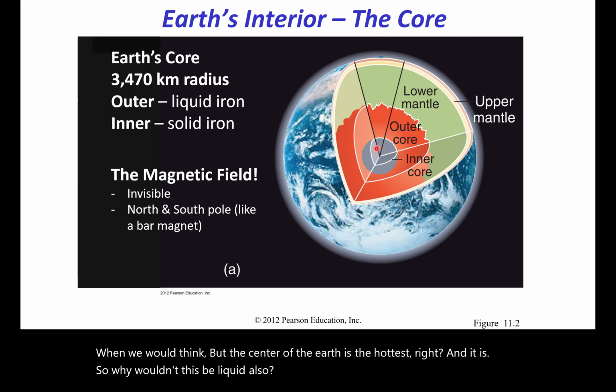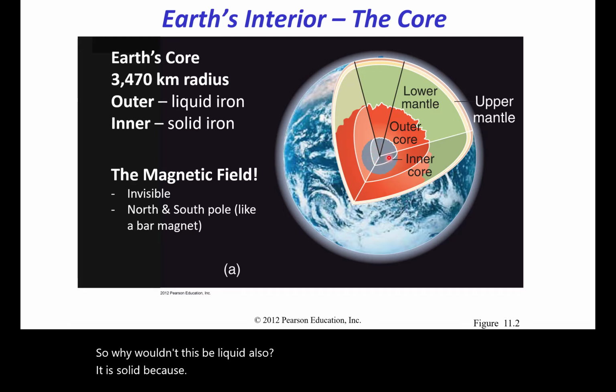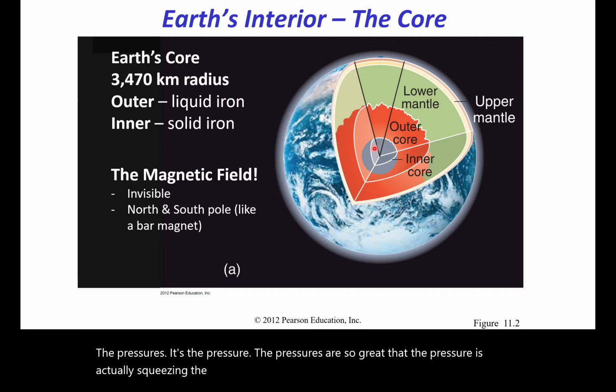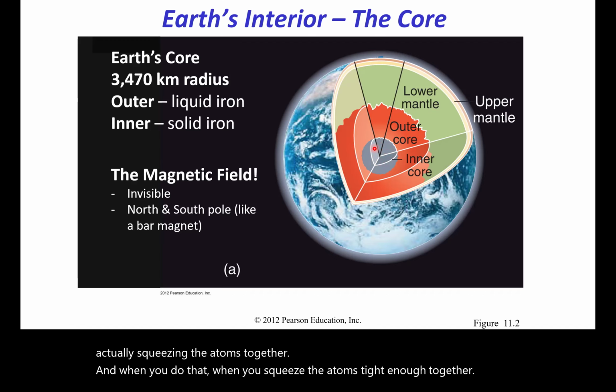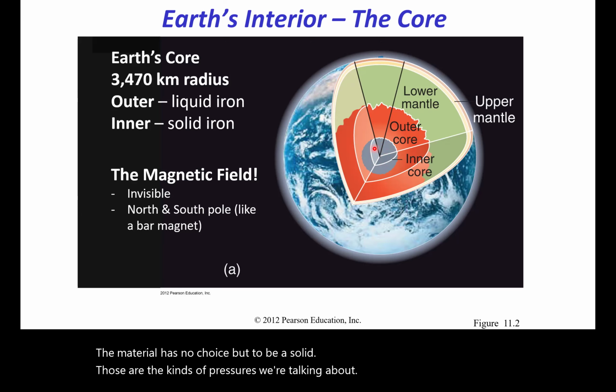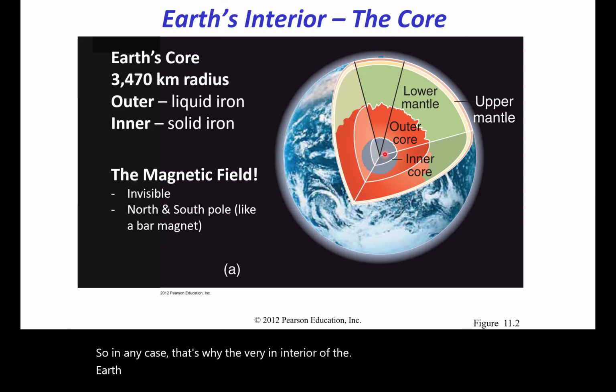So why wouldn't this be liquid also? It is solid because it's the pressure. The pressures are so great that the pressure is actually squeezing the atoms together. And when you squeeze the atoms tight enough together, the material has no choice but to be a solid. Those are the kinds of pressures we're talking about. So that's why the very most inner layer is solid.